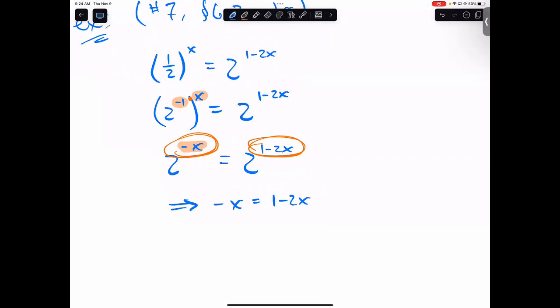And then we can solve that, right? Now life's a lot easier. We're just solving a linear equation. Add 2x to both sides. I get that x is 1.